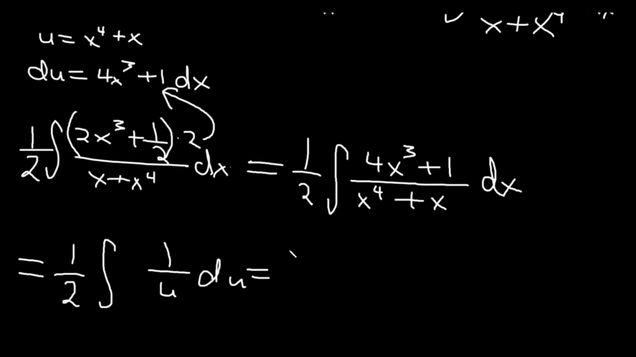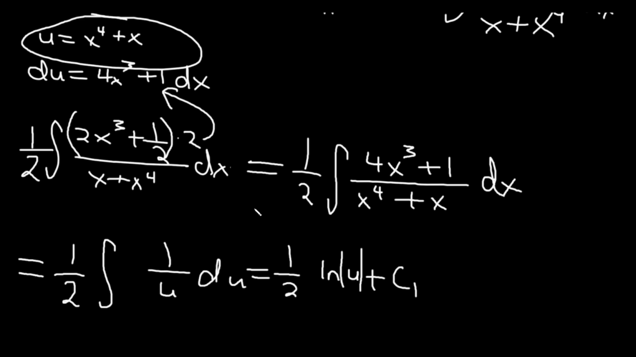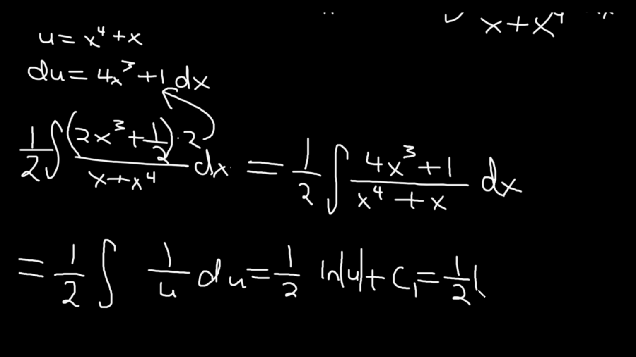And this is simply 1/2 times the natural log of absolute value of u. And I'm going to add a constant plus c1 for now. But now remember, u equals x to the 4th power plus x. So this is equal to 1/2 times natural log of absolute value of x to the 4th power plus x plus c1. So this is the first part of our answer.